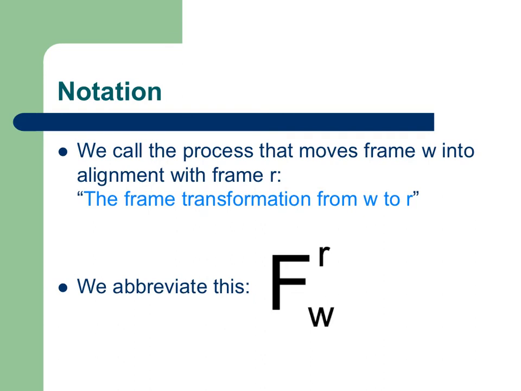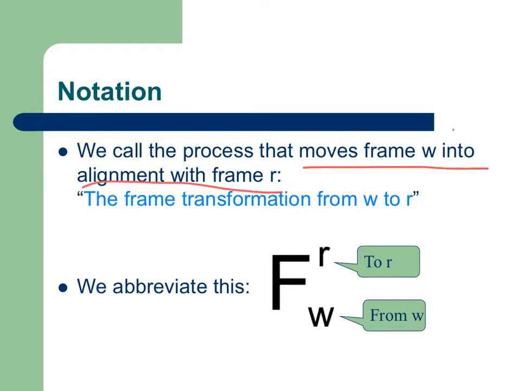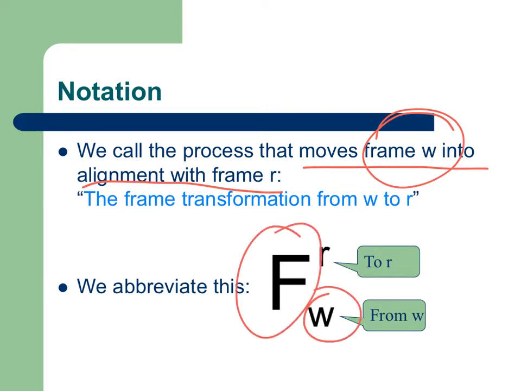We're going to call this process of aligning frames a frame transformation. And we'll use this notation to mean the frame transformation that goes from W to R. So we're always going to write a capital F here and from W to R, which is the frame transformation that moves frame W into alignment with frame R. So we're moving frame W. We start with from W down here. And we always use this capital F to refer to frame transformation.